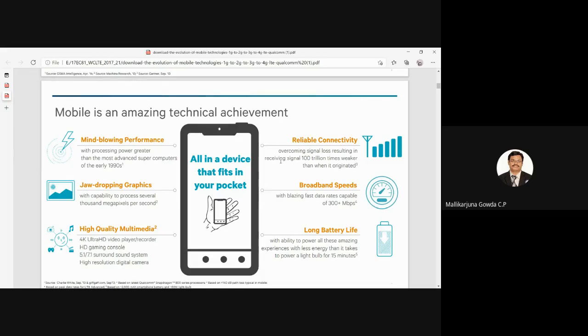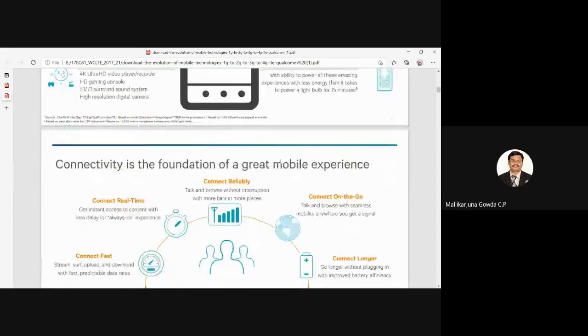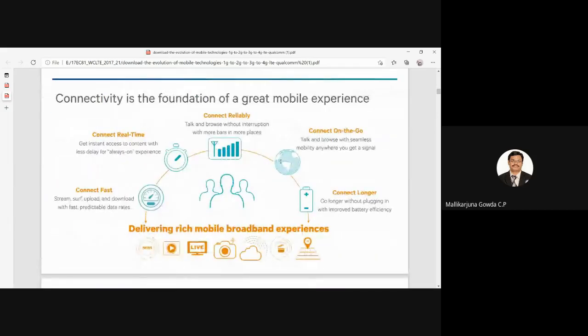Okay, fine. I will go to the next slide. That is about connectivity being the foundation of a great mobile experience, meaning how fast it can connect.